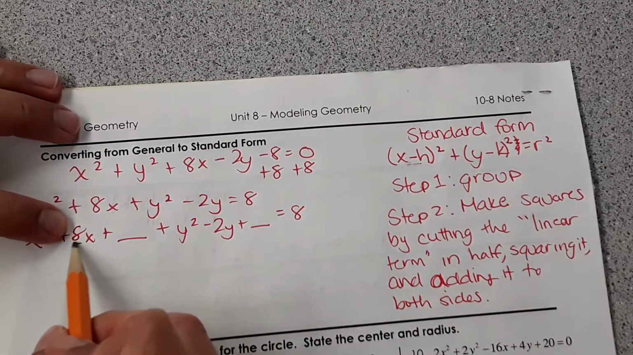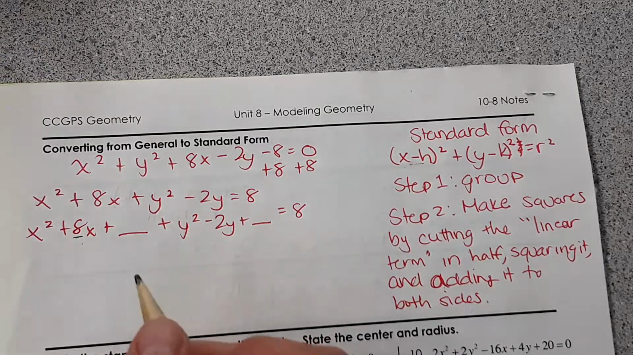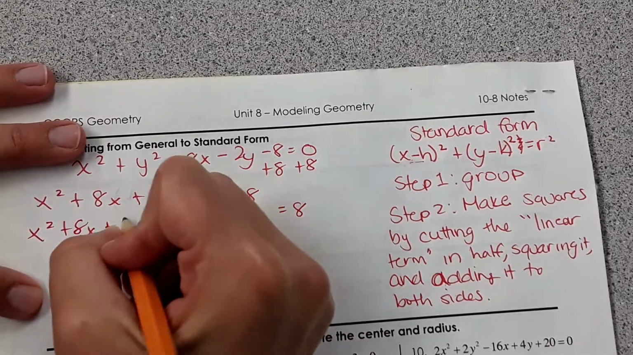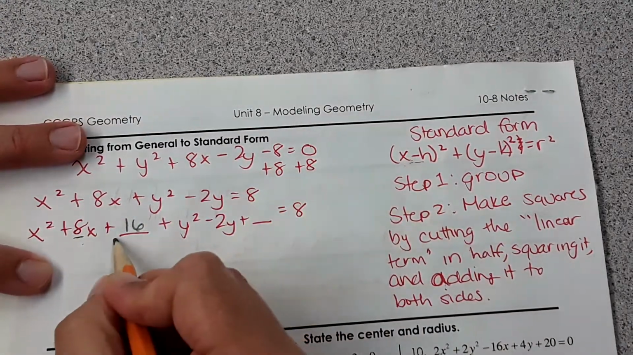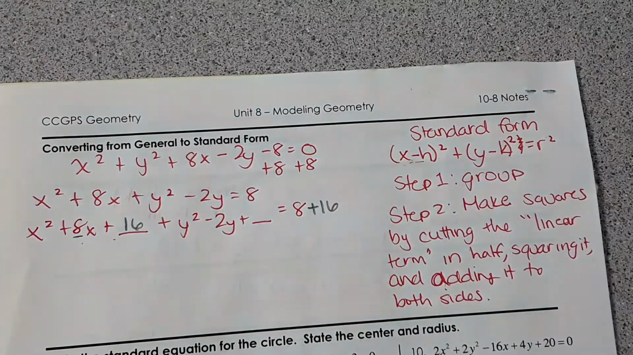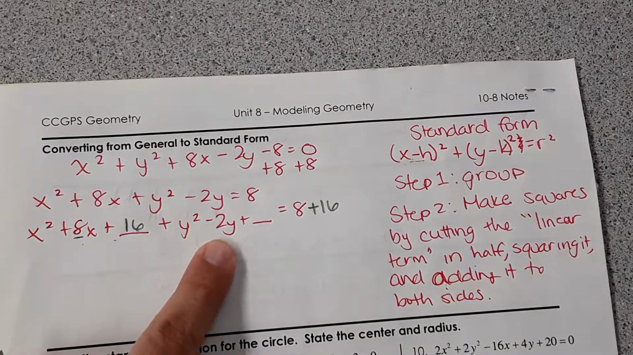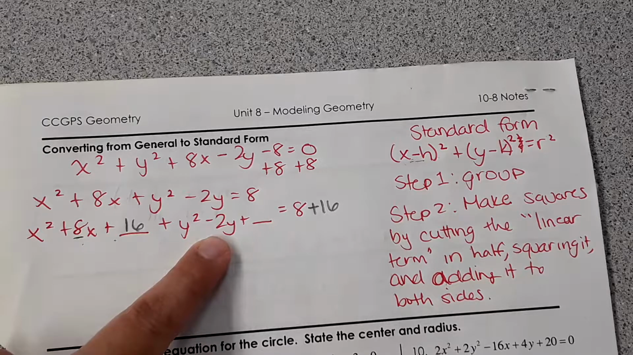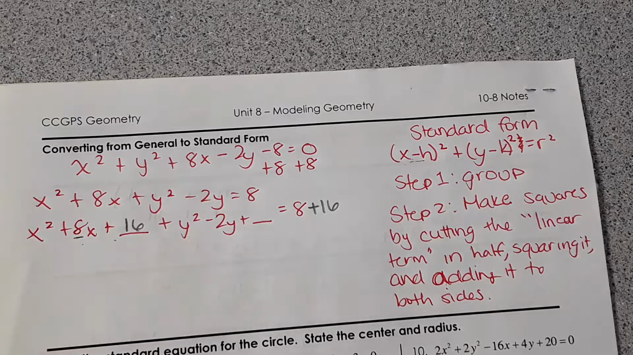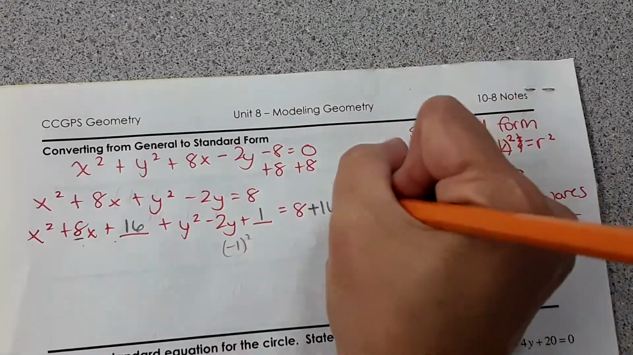So our linear term is right here. This 8, we're going to cut it in half to get 4, and then square it. 4 squared is 16. And then whatever we add to this side of the equation, we also have to add over here. This one, same thing. Divide -2 by 2. That would be -1. -1 squared is just 1. And we add it to both sides.